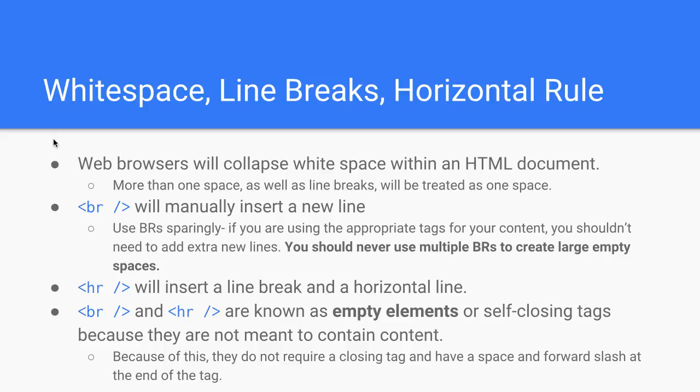An HR tag will insert a line break and a horizontal line. So instead of just a new line, it creates a horizontal line as well. There are some valid reasons to use HR if you want to separate different sections of a page. You think of a newspaper, in between articles, they may have a line or something like that. Those are some valid things to do.